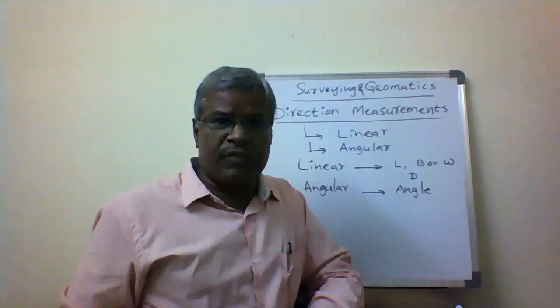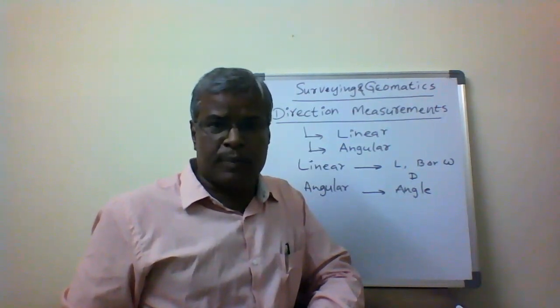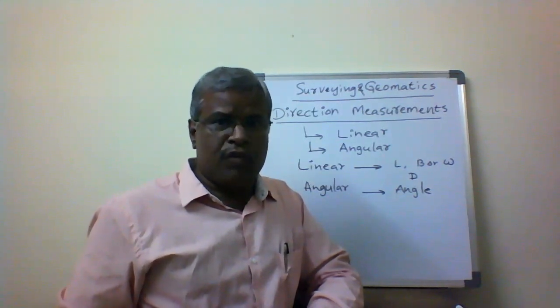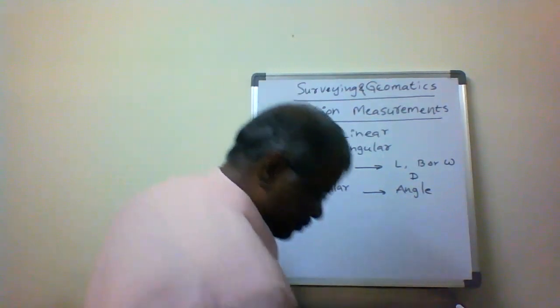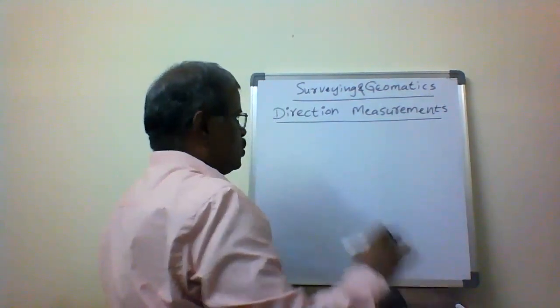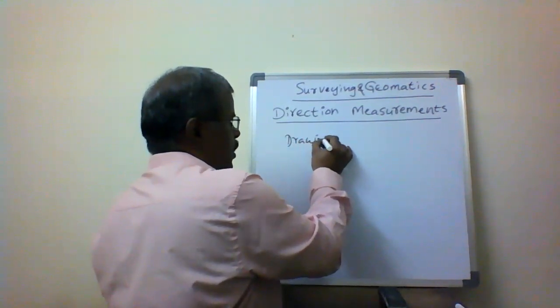Linear measurements will be sufficient to prepare a plan. Sometimes we will give additional information in the form of angular measurements. Angular measurements measure the angle between the straight lines. That is also one of the additional measurements for the preparation of a plan or the map itself. If you take the drawing, we are going to be preparing a drawing.